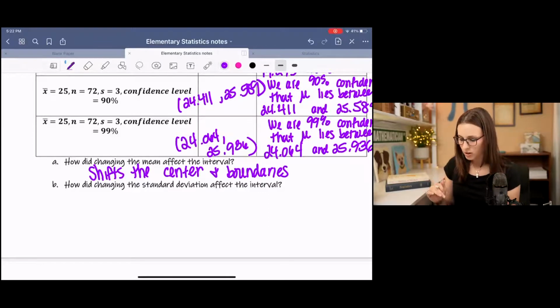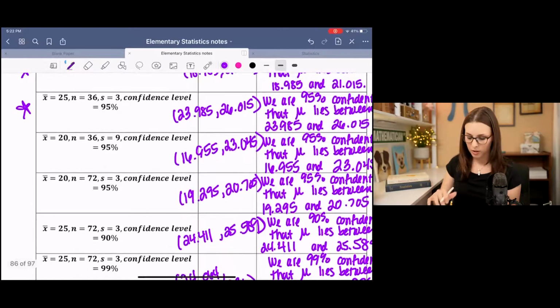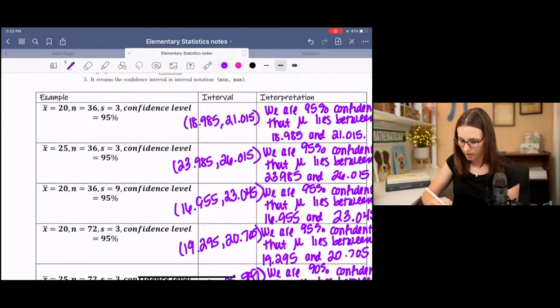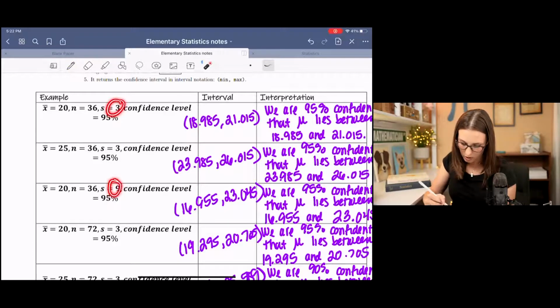How did changing the standard deviation affect the interval? So let's find one where only the standard deviation was changed. Let's see which one qualifies. There's a 3, there's a 9. Right here, same confidence, same sample size, same mean. So we're going to be comparing these two.